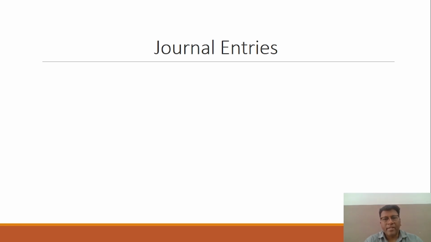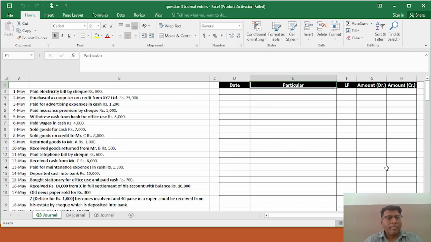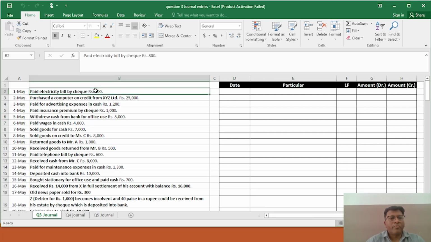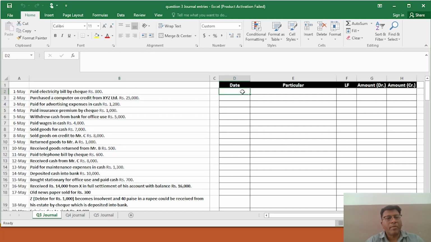First, for example, we take some transactions, business transactions, right? So I approach MS Excel, and you can see that different business transactions are given to you, and you have to make the journal entries. The very first transaction on 1st May is given to you: paid electricity bill by check. It means how to make the journal entry of this particular transaction. So electricity bill is paid by check.